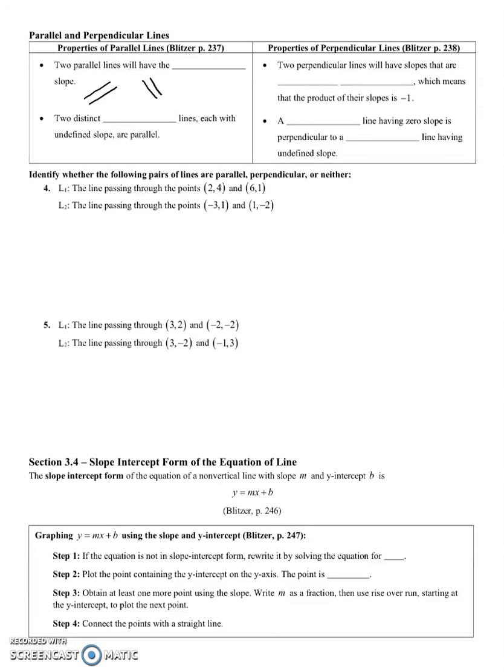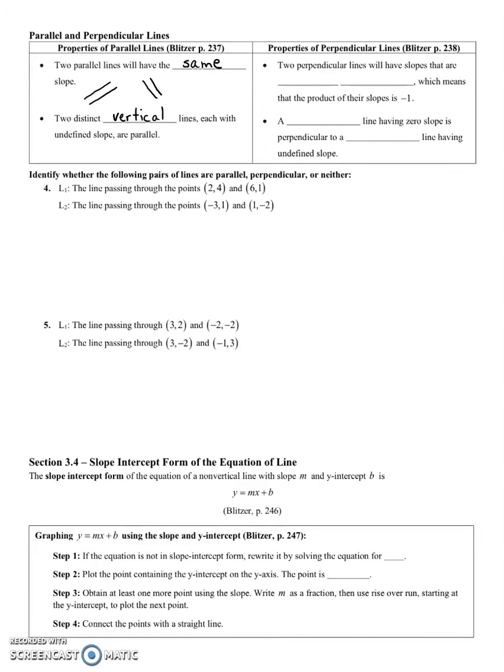So the thing about parallel lines is that they always have the same slope. So their slopes are equal. Two distinct vertical lines. So if the slopes are undefined, that means they're vertical lines, remember, and those are also parallel.